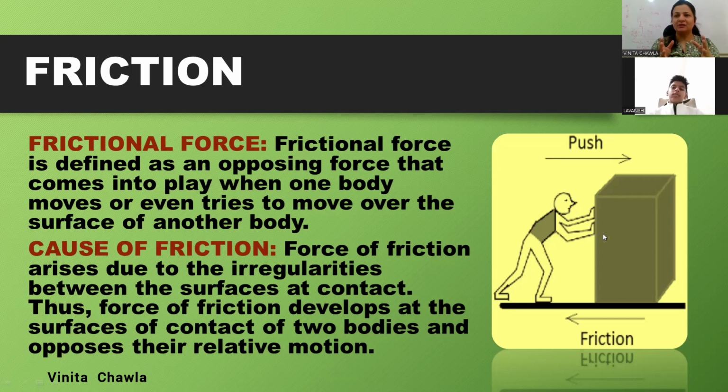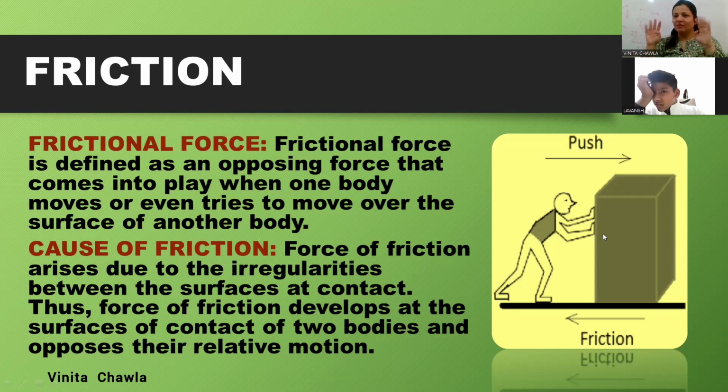There are irregularities. If you find the surface smooth by touching it, even then there are irregularities which can be seen by a microscope. So there are microscopic irregularities as well. Sometimes we find the surface smooth, but it is not perfectly smooth. There are irregularities which can be seen by a microscope.